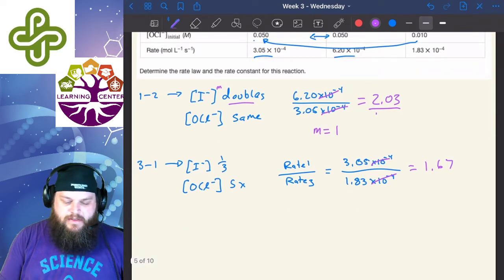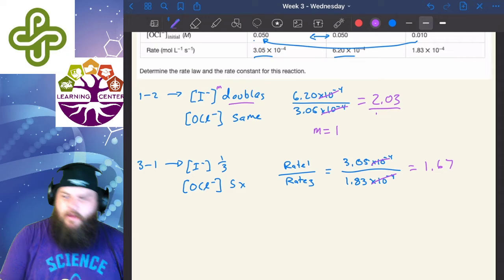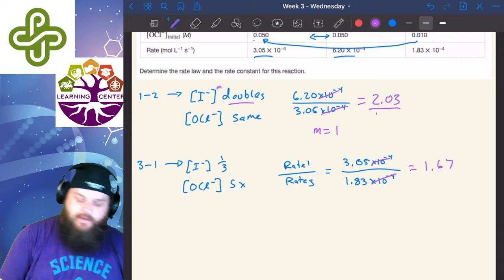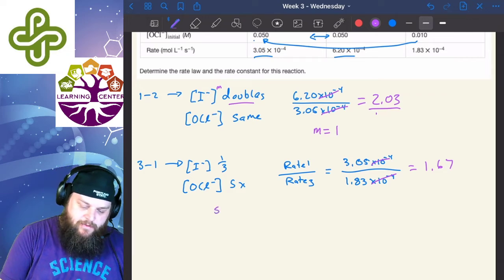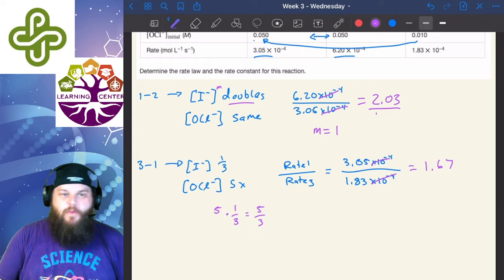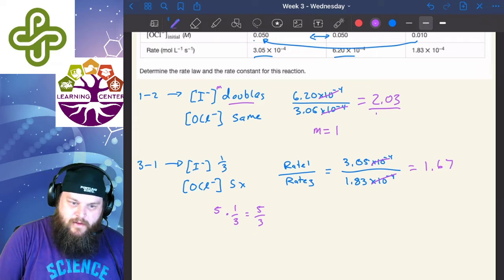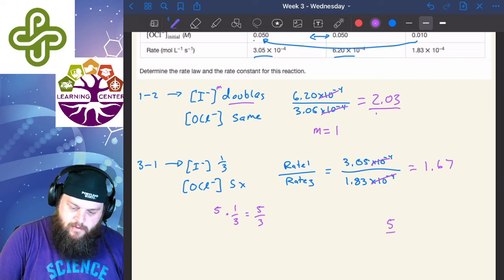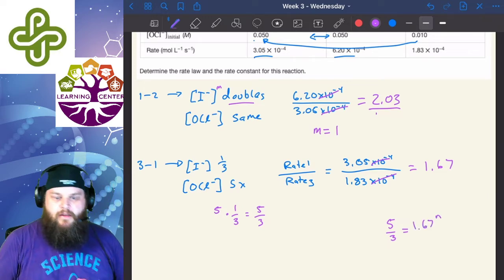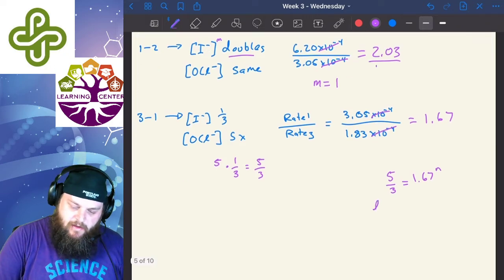So this is kind of a weird number. Over here, the total order is the multiplication. We multiply these numbers together. So 5 times 1/3 is equal to 5/3. So what we need to do is determine when 5/3 is equal to 1.67 to the power of n, and we want to solve for that n. To do that, we can take the natural log of each side.